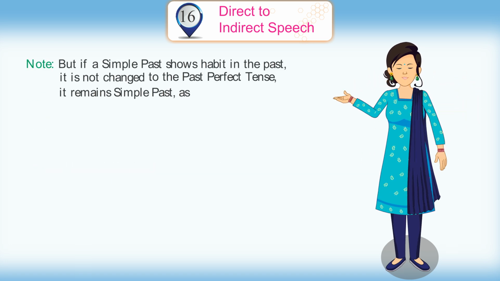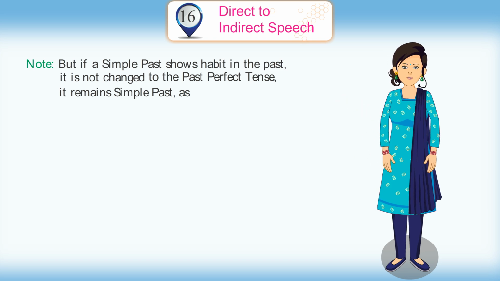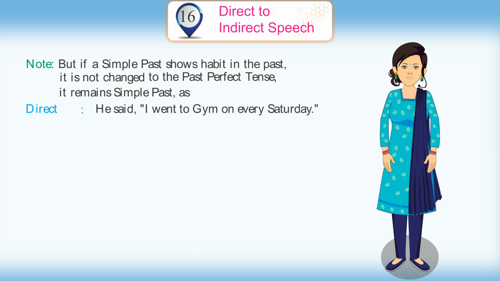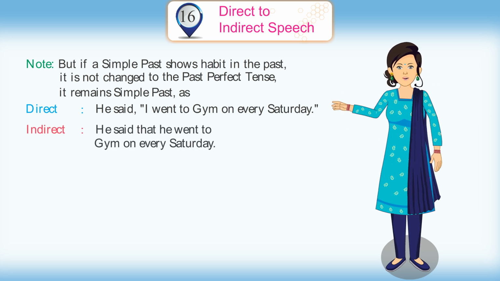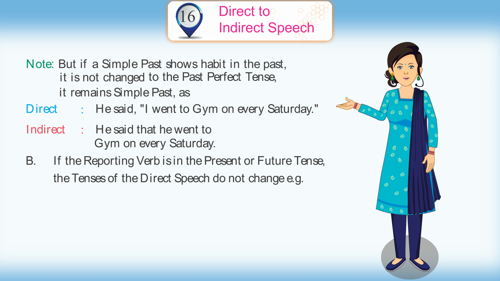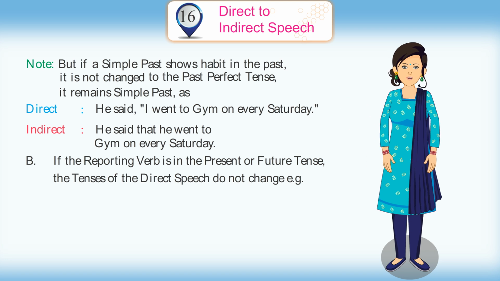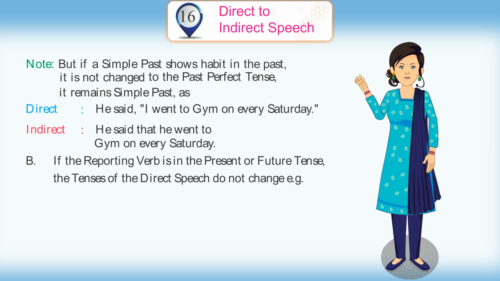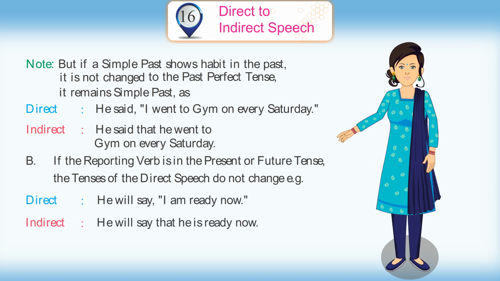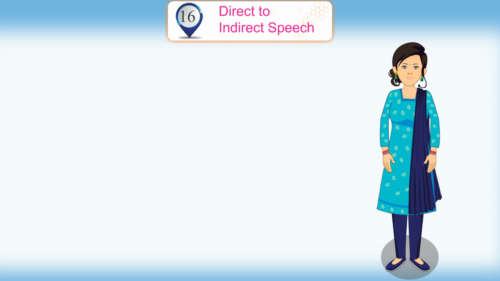Note, but if a simple past shows habit in the past, it is not changed to the past perfect tense. It remains simple past. Direct. He said, I went to gym on every Saturday. Indirect. He said that he went to gym on every Saturday. If the reporting verb is in the present or future tense, the tenses of the direct speech do not change. For example, direct. He will say, I am ready now. Indirect. He will say that he is ready now.